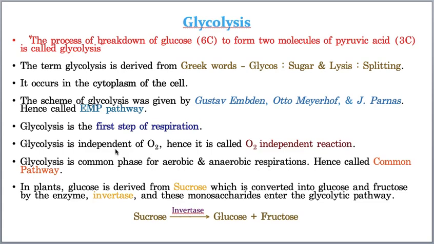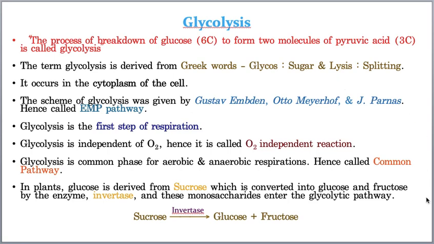Now this glycolysis is common for both aerobic and anaerobic respiration. Whether it is aerobic respiration or anaerobic respiration, the respiration has to be started with glycolysis only. Because both respirations are started by glycolysis, it is called a common pathway. What is the meaning of common pathway? The glycolysis pathway is common for both aerobic and anaerobic respiration. Hope you understood. So this is all about the introductory part of glycolysis.